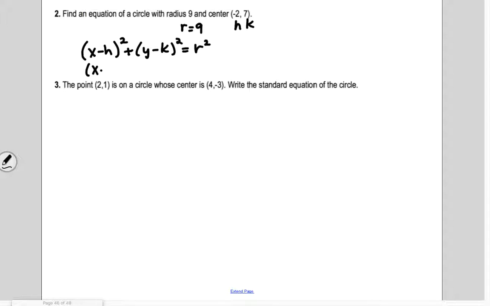So we're going to do x minus a negative 2. What do you think I write when I do minus a negative 2? Yeah, I could put parentheses, or I could just write x plus 2, right? Plus (y minus 7) squared equals 81. Done.